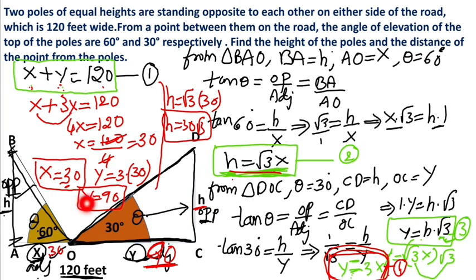After getting x and y, now come to h. How can we find this h value? Here there is one relation, h is equal to root 3x. So h is equal to root 3 into x. Already we know the x value, that is 30. Substitute in that. Then h is equal to root 3 into 30. Then 30 root 3 is our height of the pole, and x, that is the distance between the pole and the point, is 30 feet here, and the distance between the point and the second pole is 90 feet here. Okay, this is the concept.